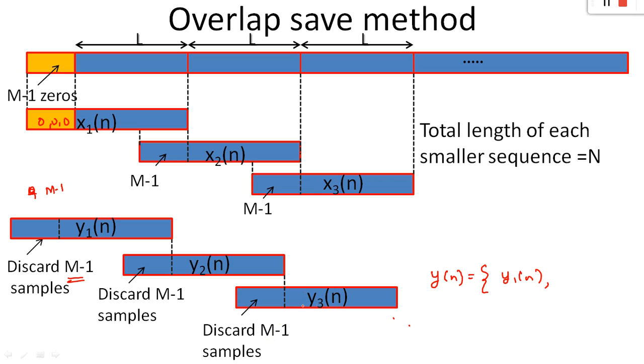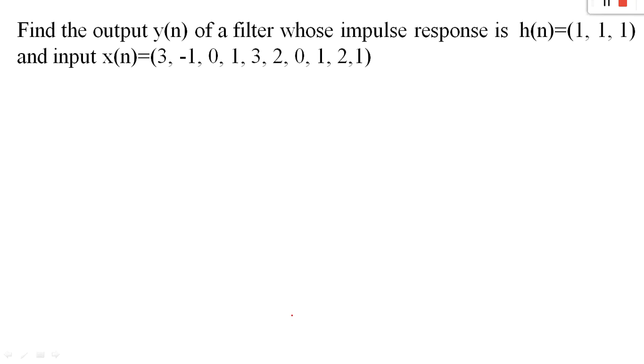So we will see this operation with one good example here. With this, you will probably get a much better understanding of the overlap save method. Now find the y of n of a filter whose impulse response is h of n equal to 1, 1, 1, and the input is x of n as given, using the overlap save method.